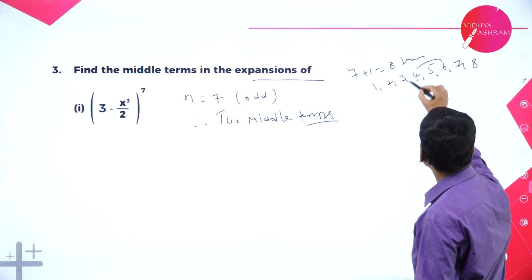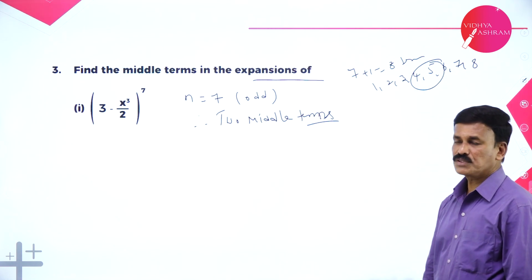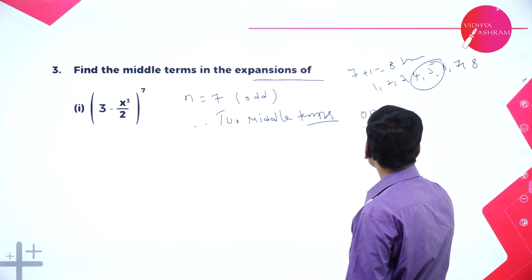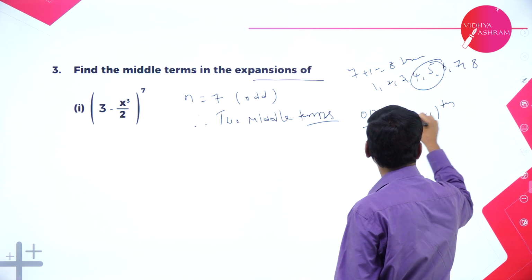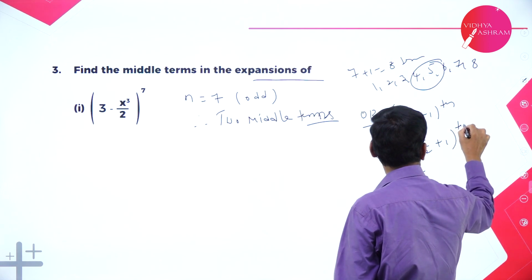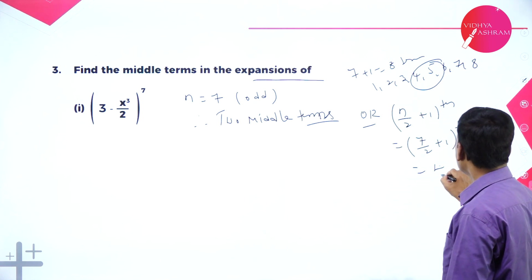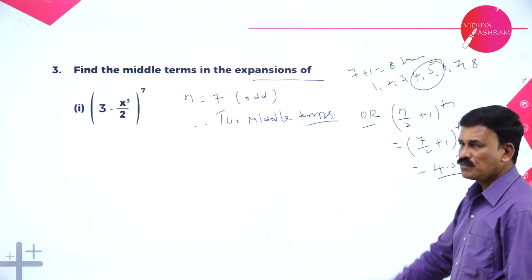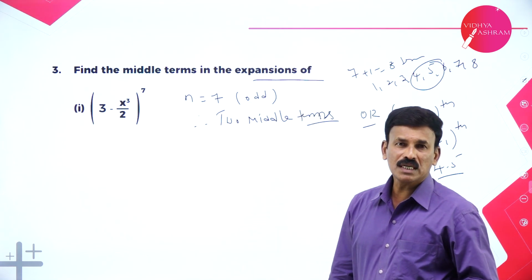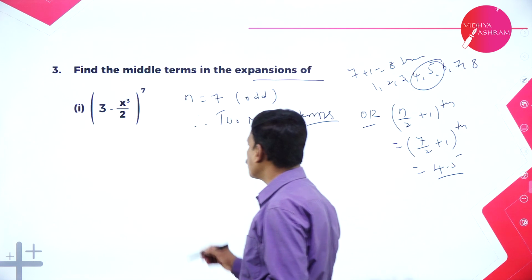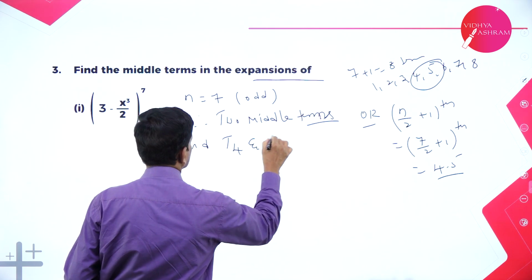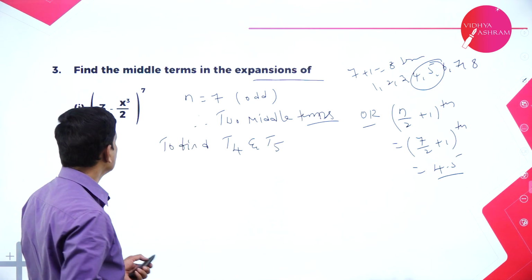What are the middle terms? These two are the middle terms: the fourth and fifth terms, that is T4 and T5. Or you can also write it as the n by 2 plus 1th term. n by 2 is 7 by 2, that is 3.5, plus 1 is 4.5. That means the fourth and fifth terms are the two middle terms in this expansion. So to find them, find out T4 and T5.